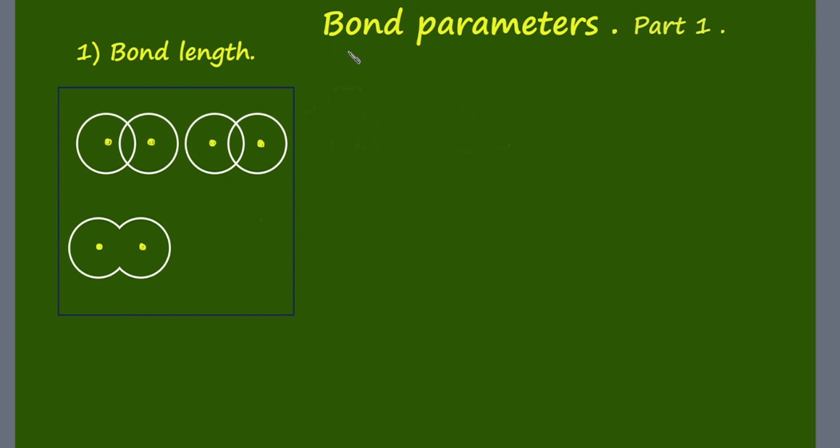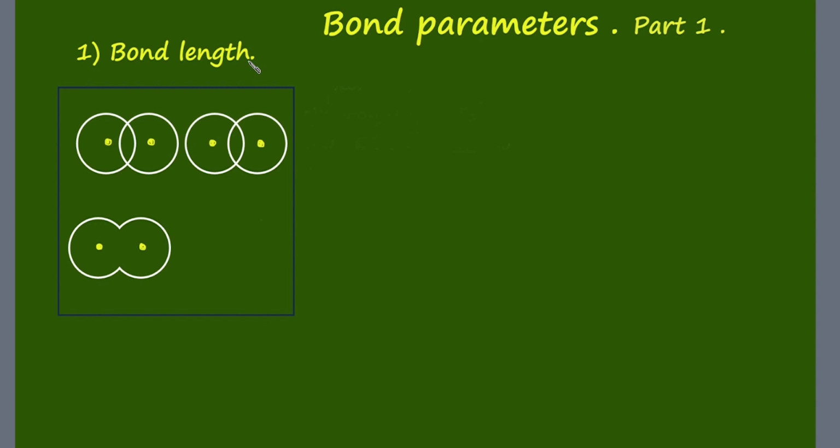Okay, we already know what bond is. Bond is the force of attraction between two atoms which hold the two atoms together. Parameters means features. So we may also say features of bond. Bond has several features. One such feature is bond length, that is length of the bond. This parameter tells us the distance between the nuclei of the participating atoms. Bond length is really the distance between the centers of the nuclei of the two atoms participating in the bond.